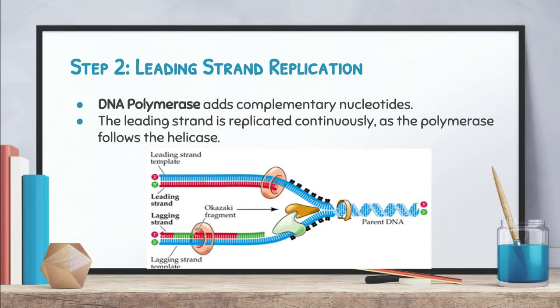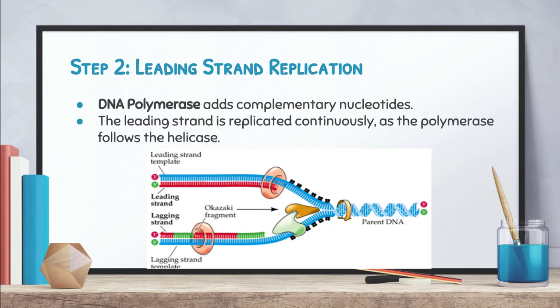So how does this work? On the leading strand that runs from 3' to 5' as you're going from left to right on your screen, that is made continuously. So DNA polymerase adds complementary nucleotides. So polymerase is the one that recognizes each part of the DNA and says, oh, there's an A, we need to add a T nucleotide here.